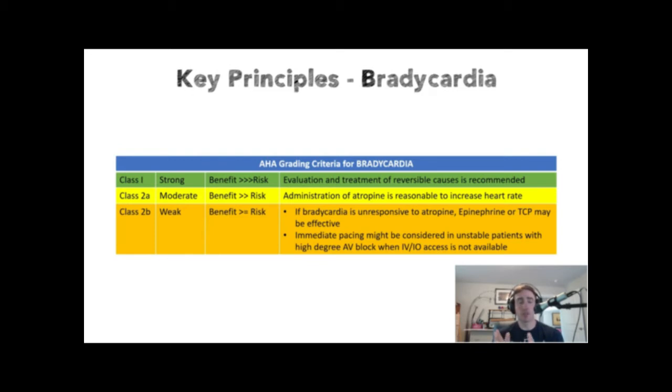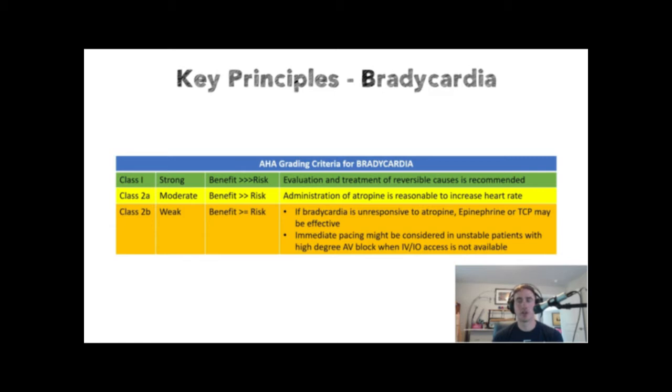Now, the AHA has lowered the recommendation of transcutaneous pacing. If you administer atropine and it doesn't work, then they say that you can try epinephrine or another rate increasing medication like dopamine, which we don't carry, so I took that out. But you can try epinephrine or transcutaneous pacing. But there might be times where you don't have IV or IO access immediately available, and you need to do something now, because if you don't do something, this patient's going to die. That's, in my opinion, where transcutaneous pacing really shines.